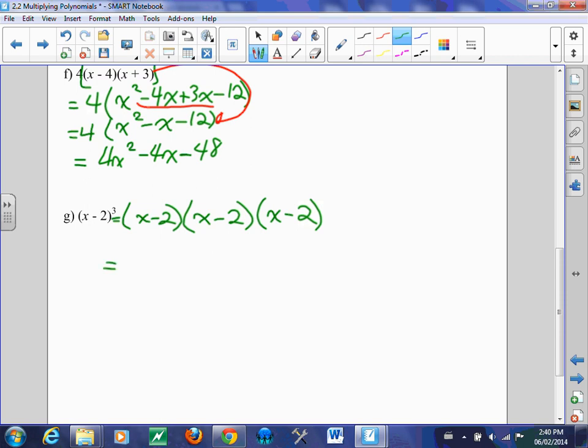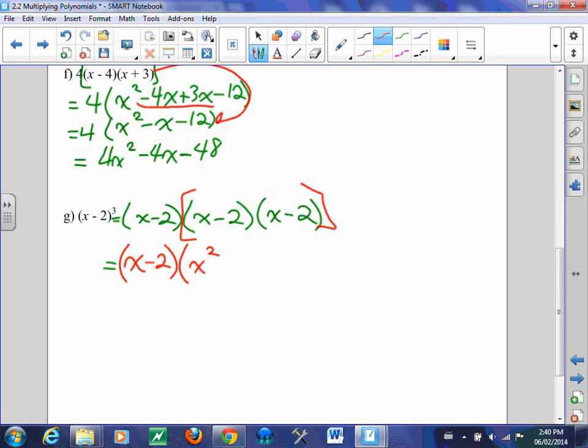Okay, so first thing I'm going to do is I'm going to leave the first binomial as it is, and I'm going to multiply the 2 last binomials. So I'm going to leave x minus 2 here. It needs to have brackets because we still have to multiply it after. And I'm going to do this FOIL. So I'm going to go first, which is x squared. Now watch this. My outside is going to be negative 2x.